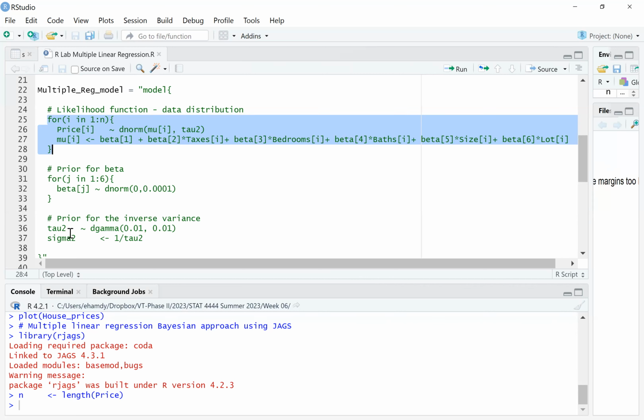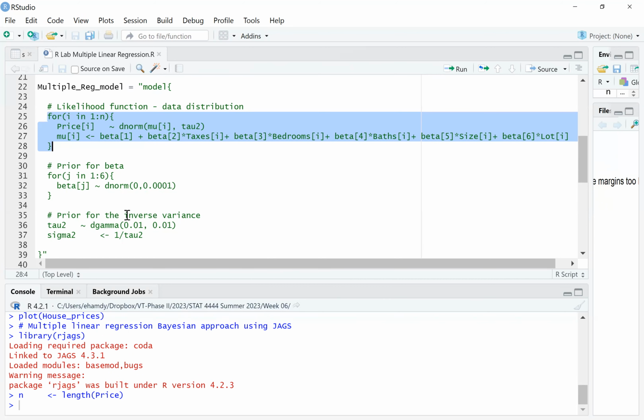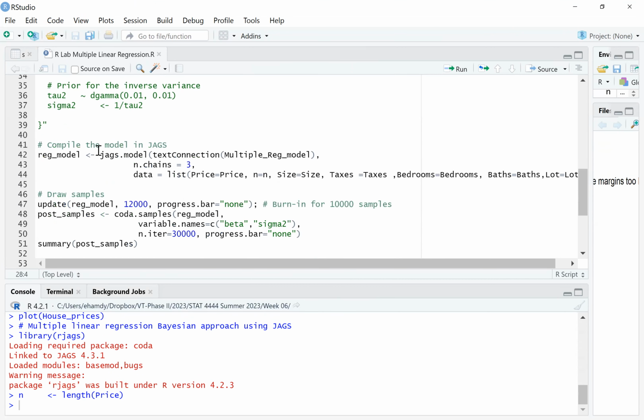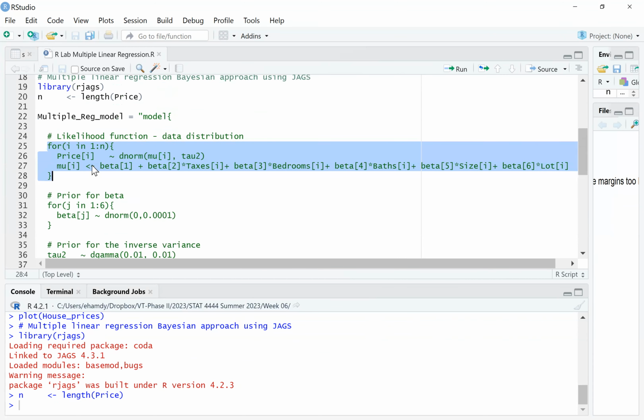And for the taus, I defined gamma distribution because sigma square follows inverse gamma. So 1 divided by sigma square follows gamma distribution with alpha 0.01, beta 0.01. And sigma square, the one I'm interested in, is 1 divided by tau square. This is the definition of the model. And then I will compile and then update and then get the random sample from each posterior distribution. So let's run this one.